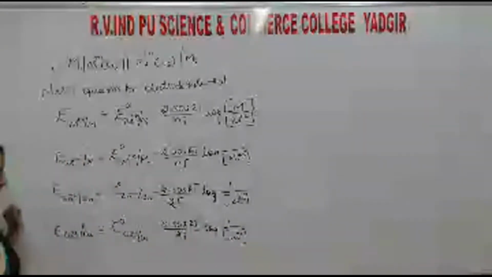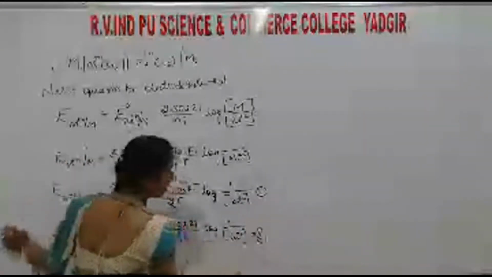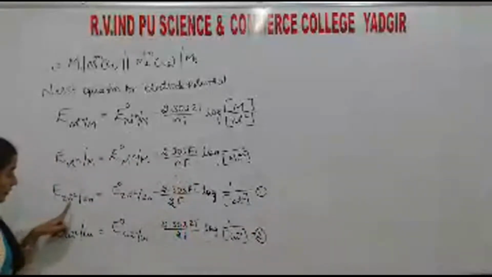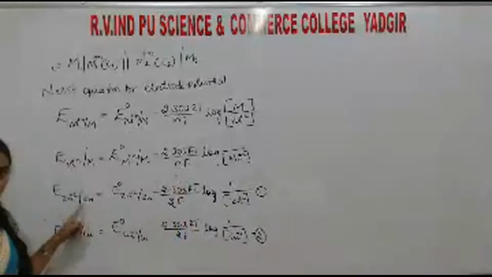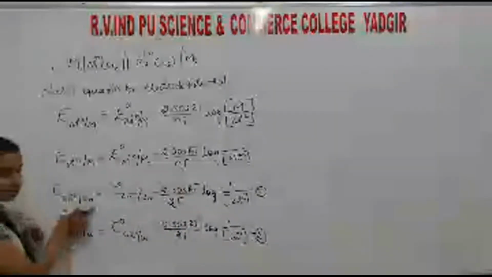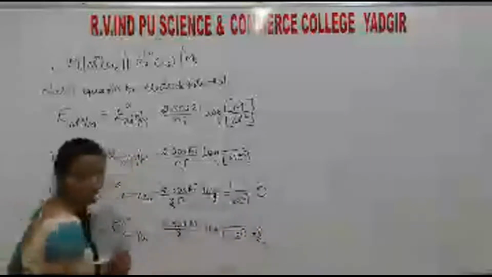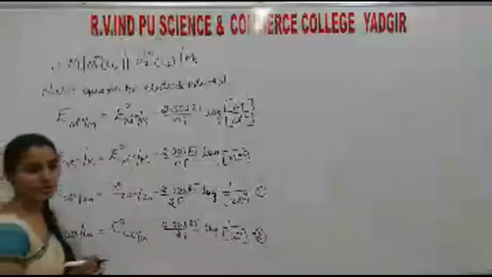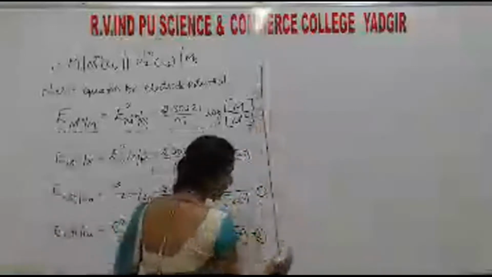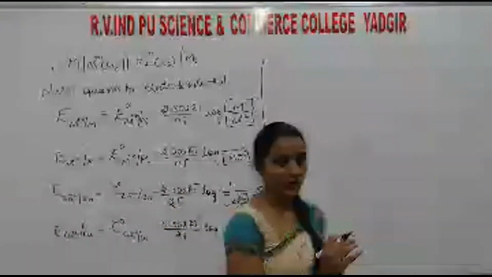So this one is equation 1, this is equation 2. So students listen, E cathode minus E anode, this is cathode, this is anode. So you have to do 2 minus 1. Subtract equation 1 from 2.